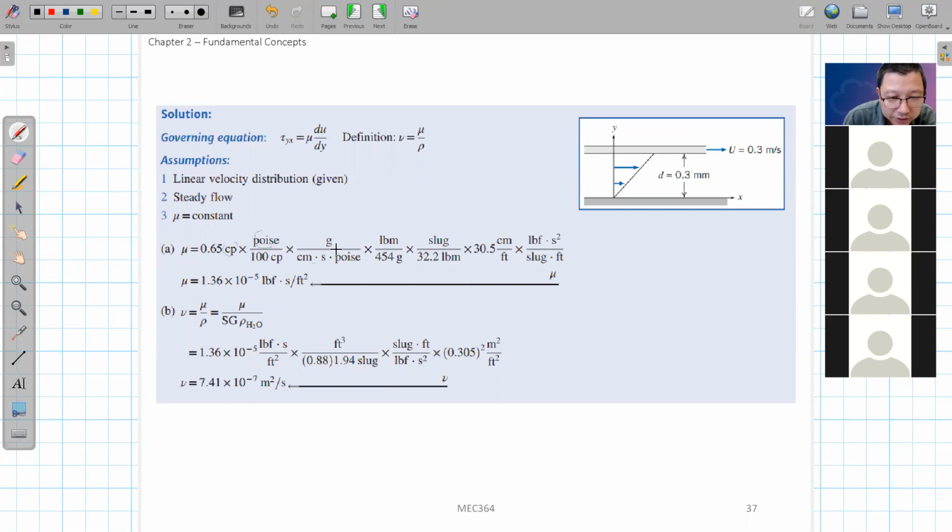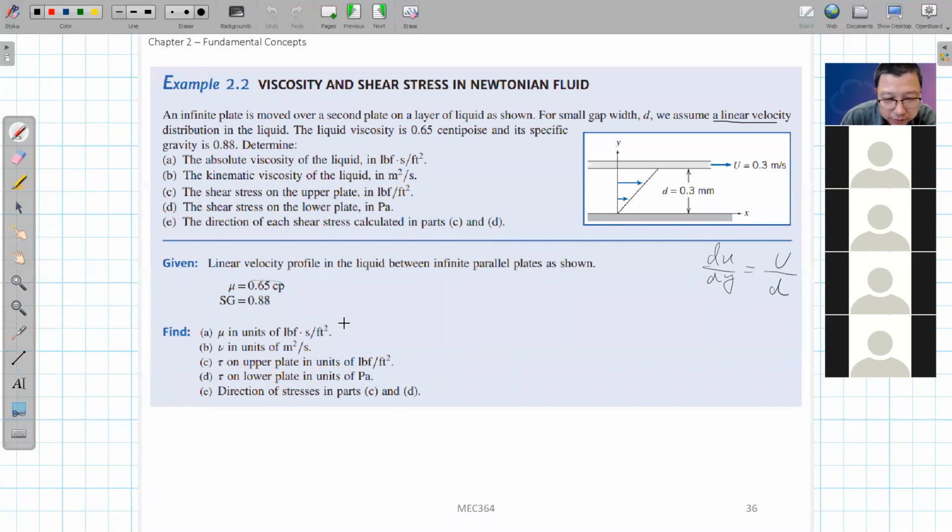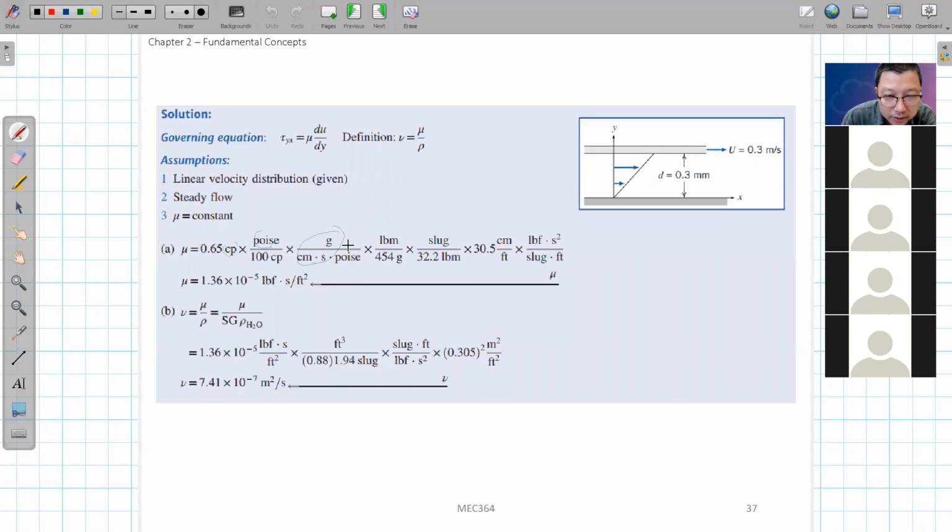And this is the definition of the poise, right? So by multiplying by this term, we convert the poise to this correlation. And the last one is that we want to change this to pound-force second over feet squared. The first thing I do is change the gram to the pound mass by this correlation, and then similarly I change the pound mass to the slug. So all these terms help us change this gram to the slug.